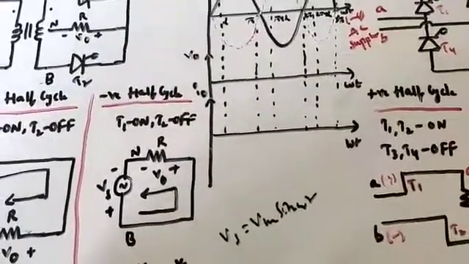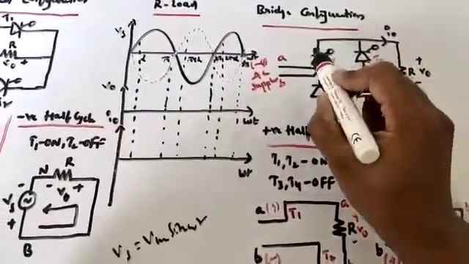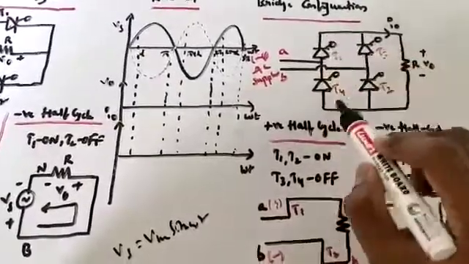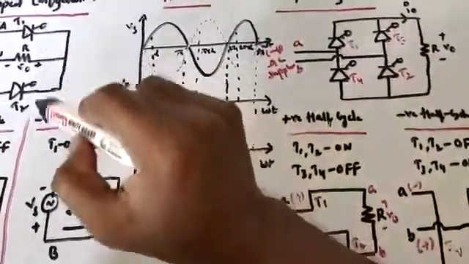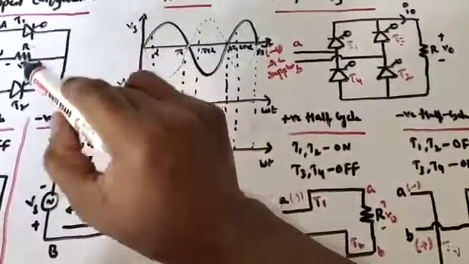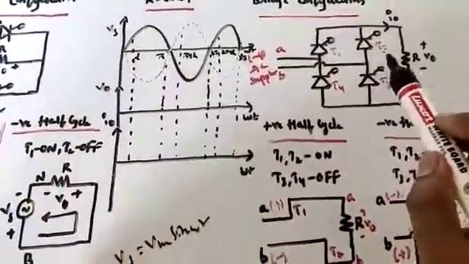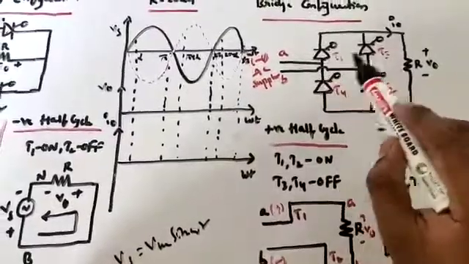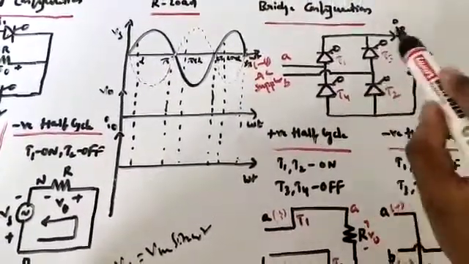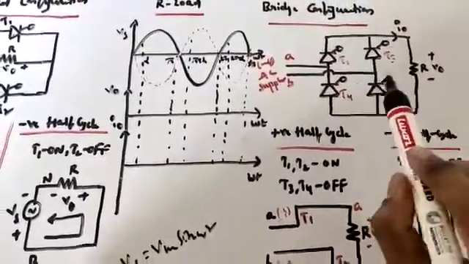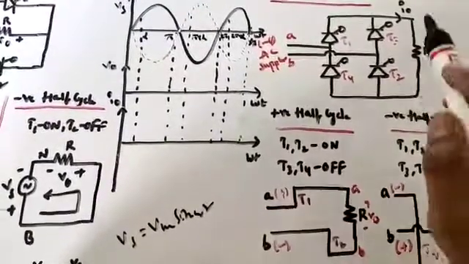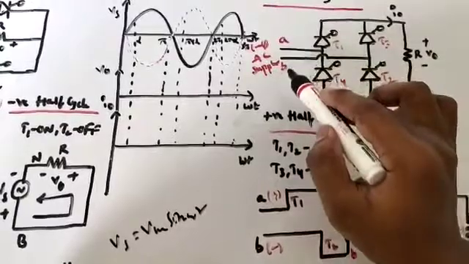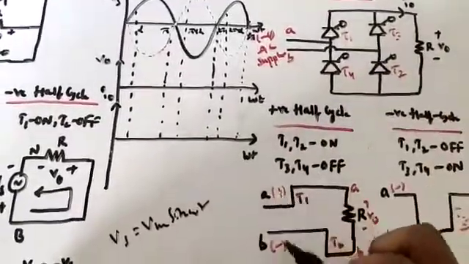Similarly, in the bridge type configuration we have four thyristors. In the center tapped configuration we have two thyristors, but in the bridge type we have four thyristors, T1, T2, T3, T4. This is one kind of representation we can consider. What is happening during the positive half cycle? If you clearly observe, during the positive half cycle A is positive and B is negative.